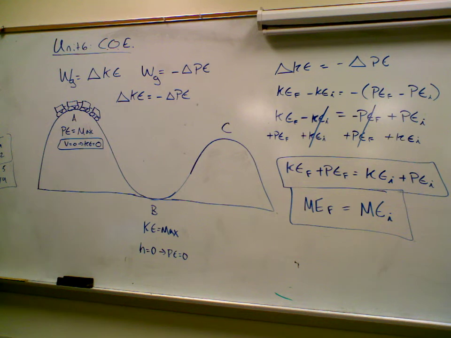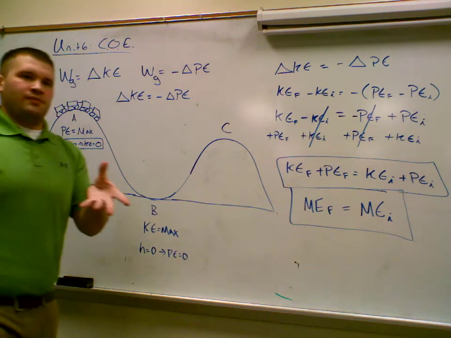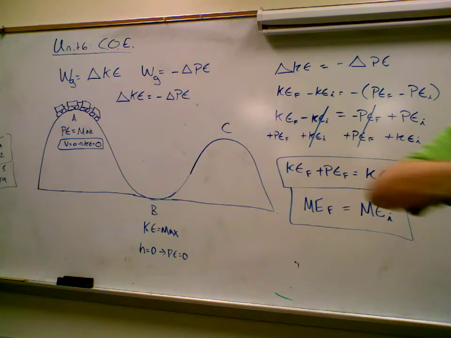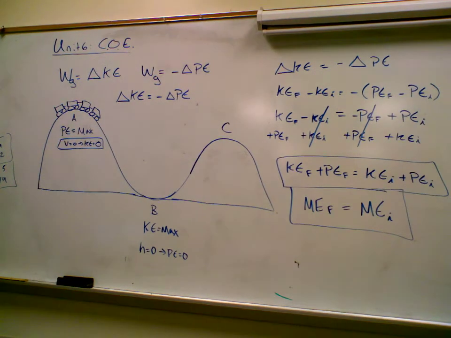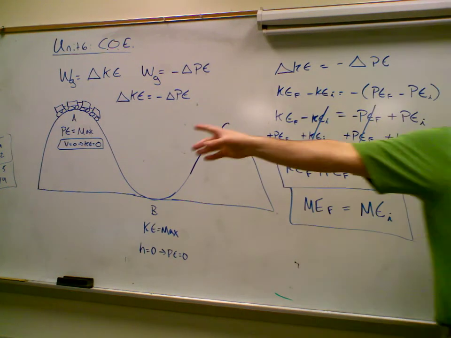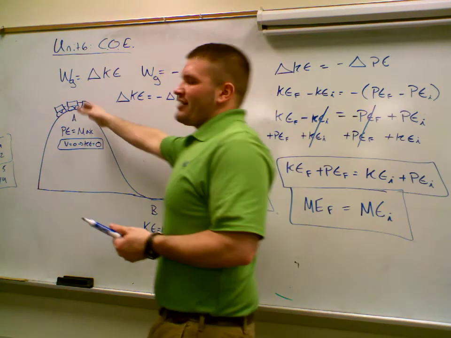Well, let me finish explaining. Right now in this system, it's an idealized, perfect world scenario. It's a roller coaster that has no friction. Not possible. Close to no friction is possible, but no friction is not. So we're saying this roller coaster has absolutely no friction. That means there's no other forces acting on that roller coaster car besides gravity.